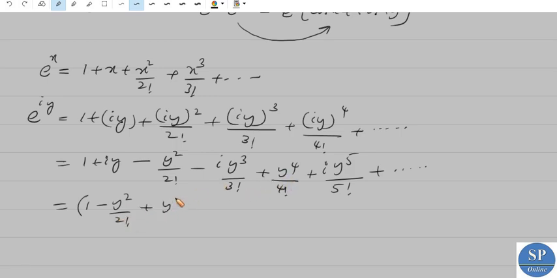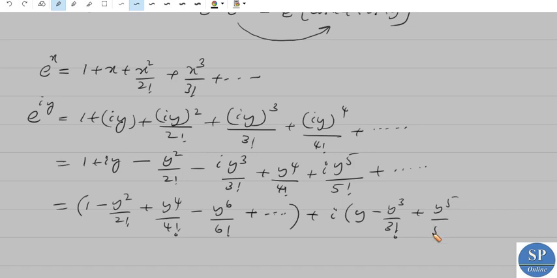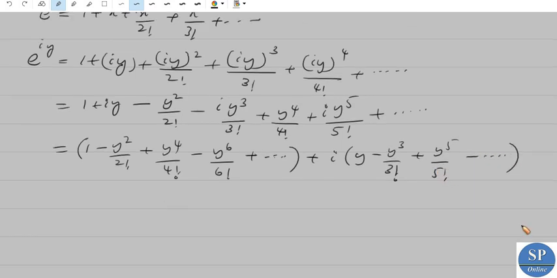then plus y power 4 by 4 factorial, and the next term will be minus y power 6 by 6 factorial plus etc. Then plus i into the imaginary part, which will be i into y minus y cube divided by 3 factorial, then plus y power 5 divided by 5 factorial minus etc. Now we can write this series as 1 minus y square by 2 factorial plus y power 4 by 4 factorial plus etc. This is nothing but cos y, and plus i into y minus y cube divided by 3 factorial etc. This series is given by sin y, right? So e power iy can be written as cos y plus i sin y.